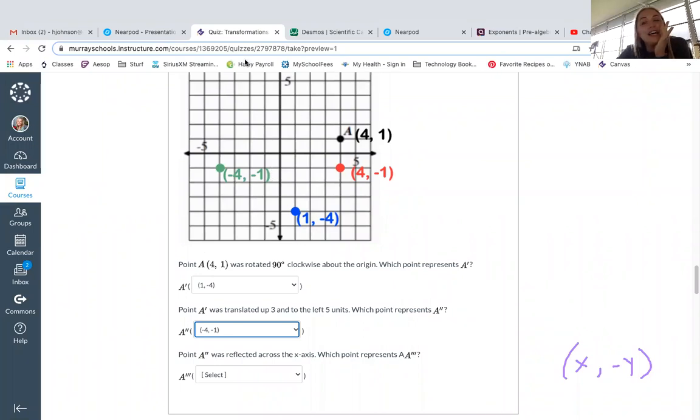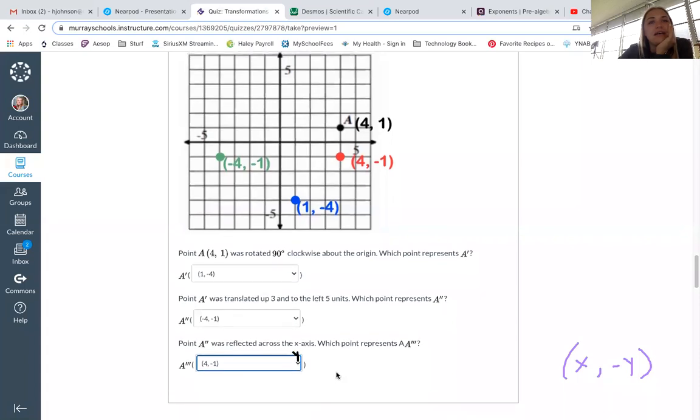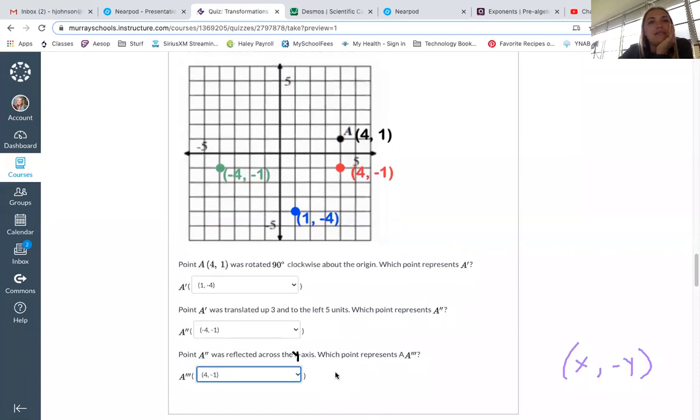It's because this hasn't been published yet and I have a typo on this one. On yours, it did not say across the x-axis, it says across the y-axis. So that took me way too long to figure out, but if you can see that this was at -4, -1, when I cross over the y-axis, it would end up over here on 4, -1. So I'm going to choose 4, -1, and that will be my last piece.